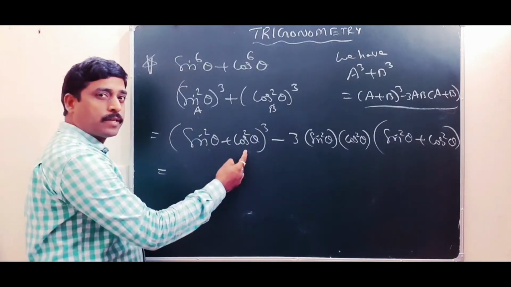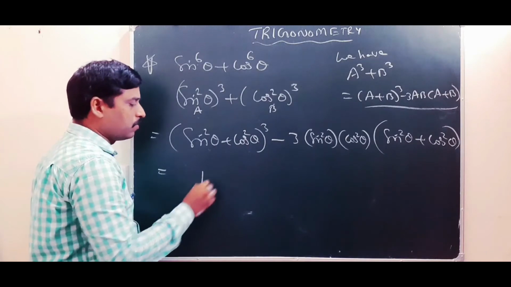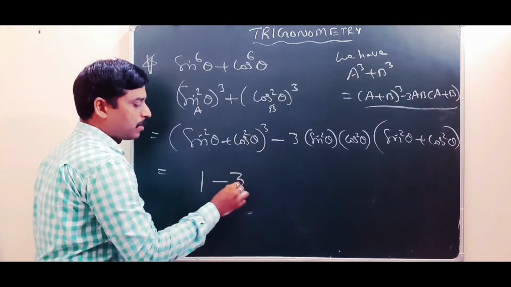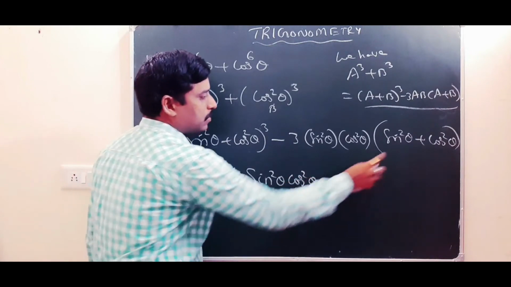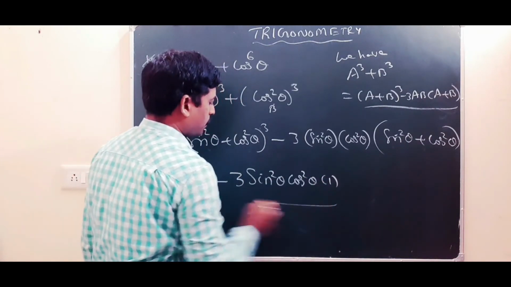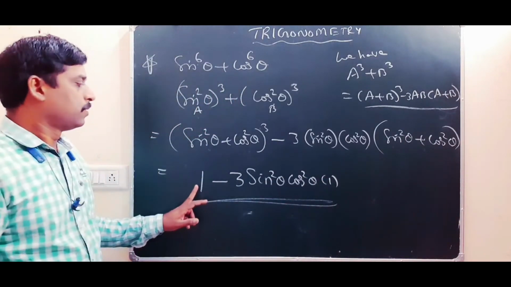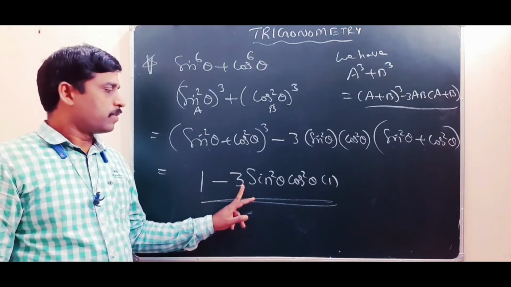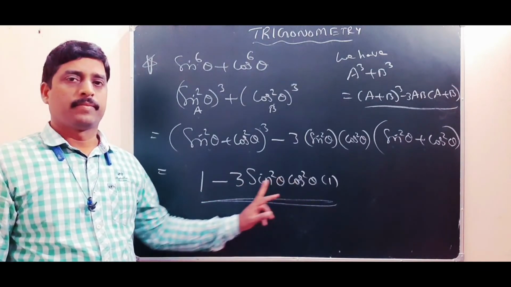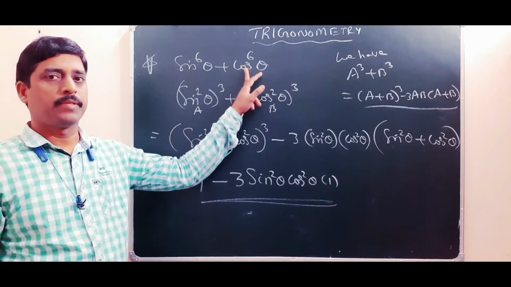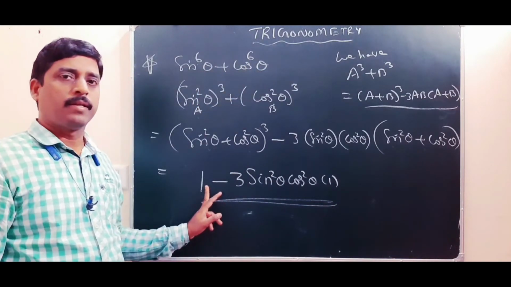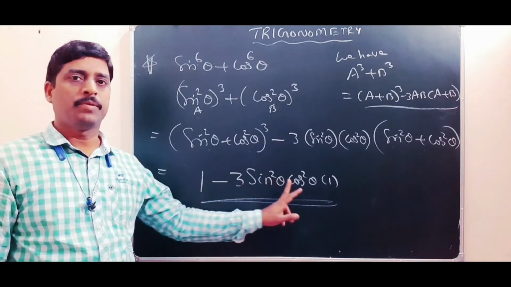We have sin square theta plus cos square theta, value 1. 1 cube is 1. So this value will be 1, so this is 1 minus 3 sin square theta into cos square theta. This is a very important result: sin to the power 6 theta plus cos to the power 6 theta has the value 1 minus 3 times sin square theta into cos square theta.